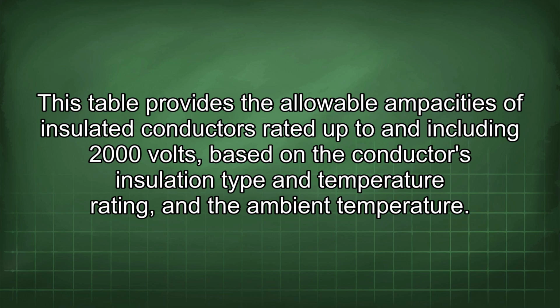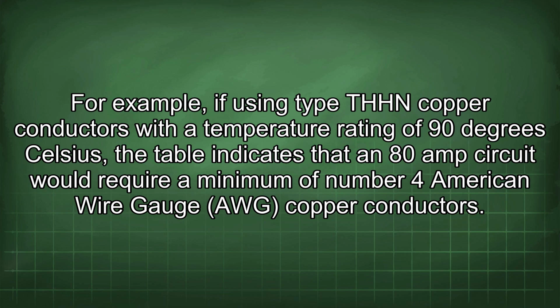This table provides the allowable ampacities of insulated conductors rated up to and including 2000 volts, based on the conductor's insulation type and temperature rating, and the ambient temperature. For example, if using type THHN copper conductors with a temperature rating of 90 degrees Celsius, the table indicates that an 80 amp circuit would require a minimum of number 4 American Wire Gauge (AWG) copper conductors.